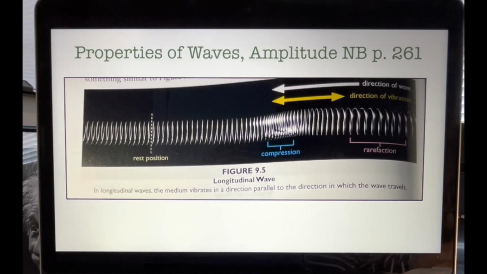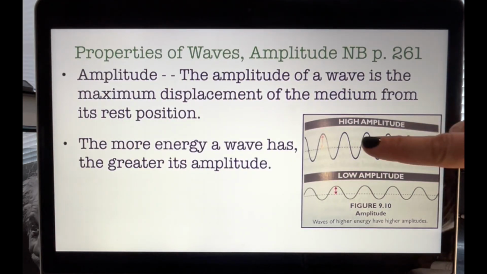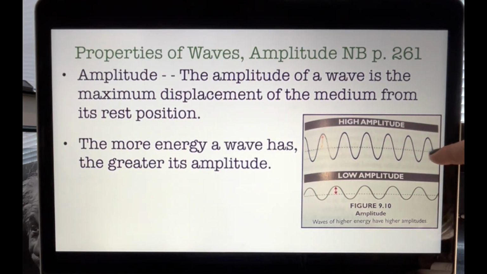It is much easier to measure the amplitude of transverse waves because we can see it more clearly. The important thing for you to remember is that amplitude is the displacement of the medium from its rest position. Again, so from its rest position, the amplitude is here to here, the crest, or here to here, the trough. One other important thing to remember about amplitude is that the more energy a wave has, the greater its amplitude.